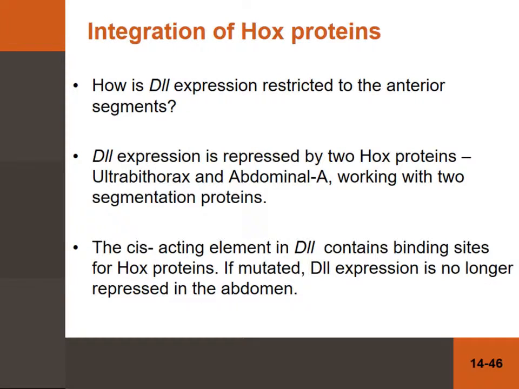So how is it that Distal-less is restricted to the anterior segments? They found that Distal-less expression is repressed by 2 Hox proteins, Ultrabithorax and abdominal-A, working with 2 segmentation proteins. This was because the cis-acting element in Distal-less contains binding sites for Hox proteins. If these binding sites are mutated, then Distal-less expression is no longer repressed in the abdomen.